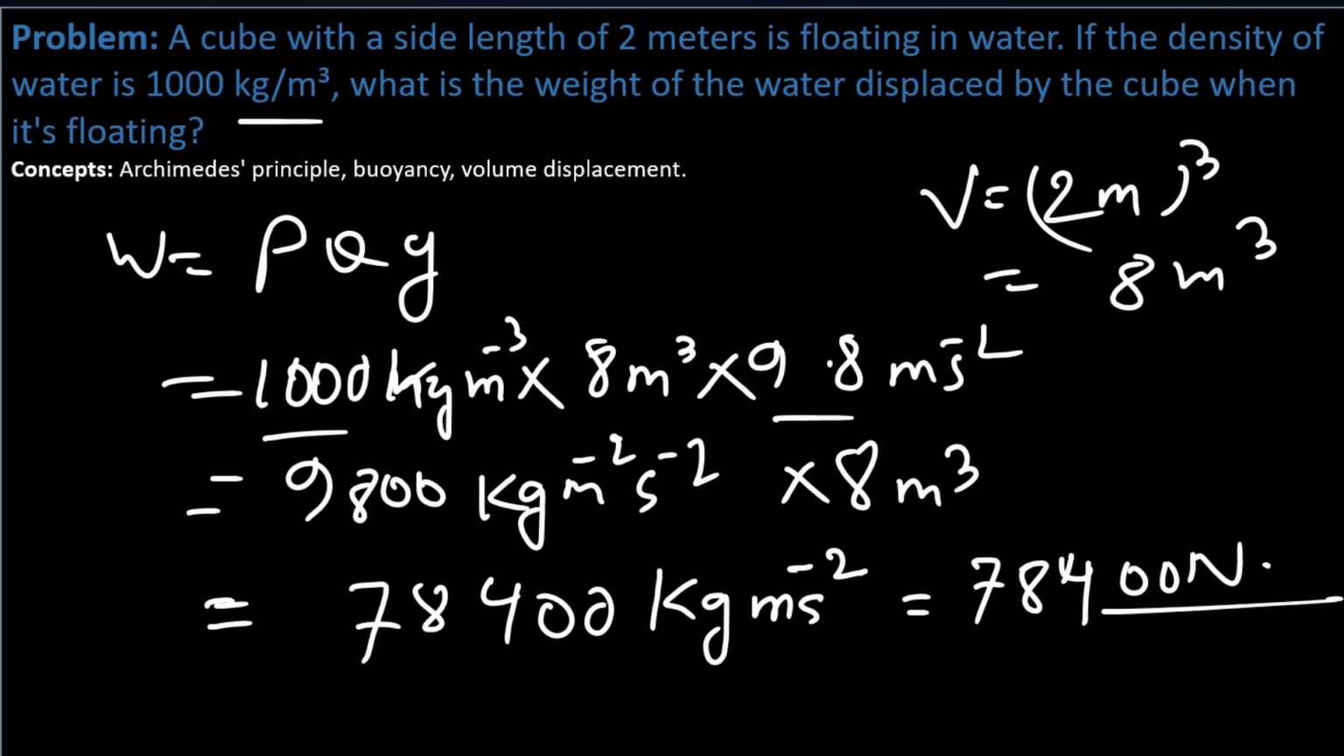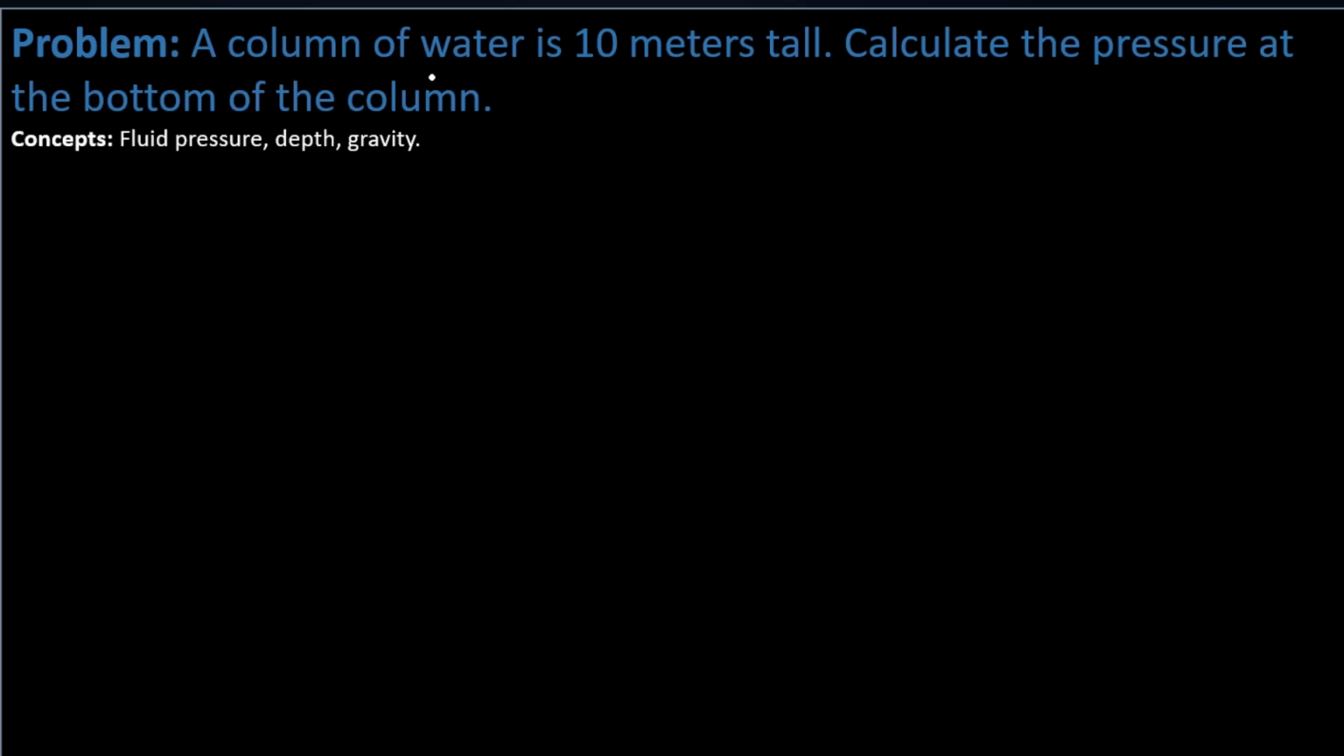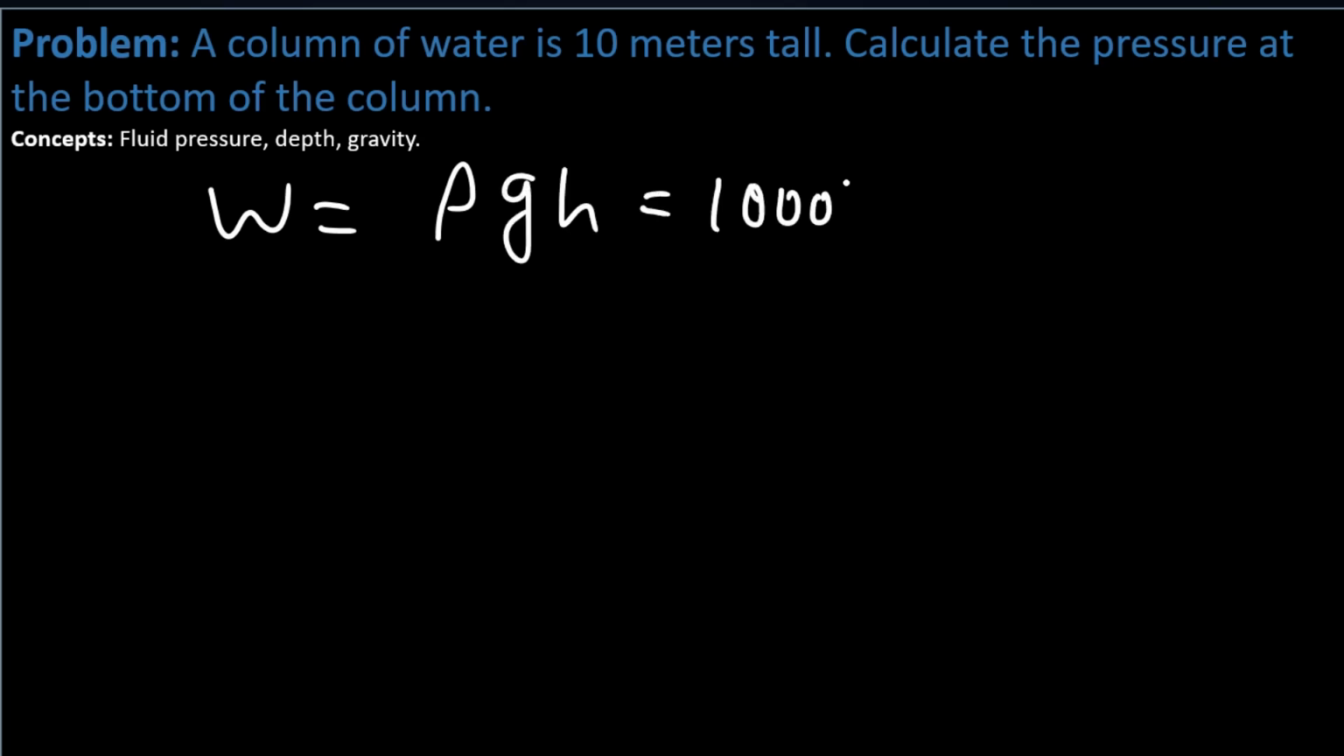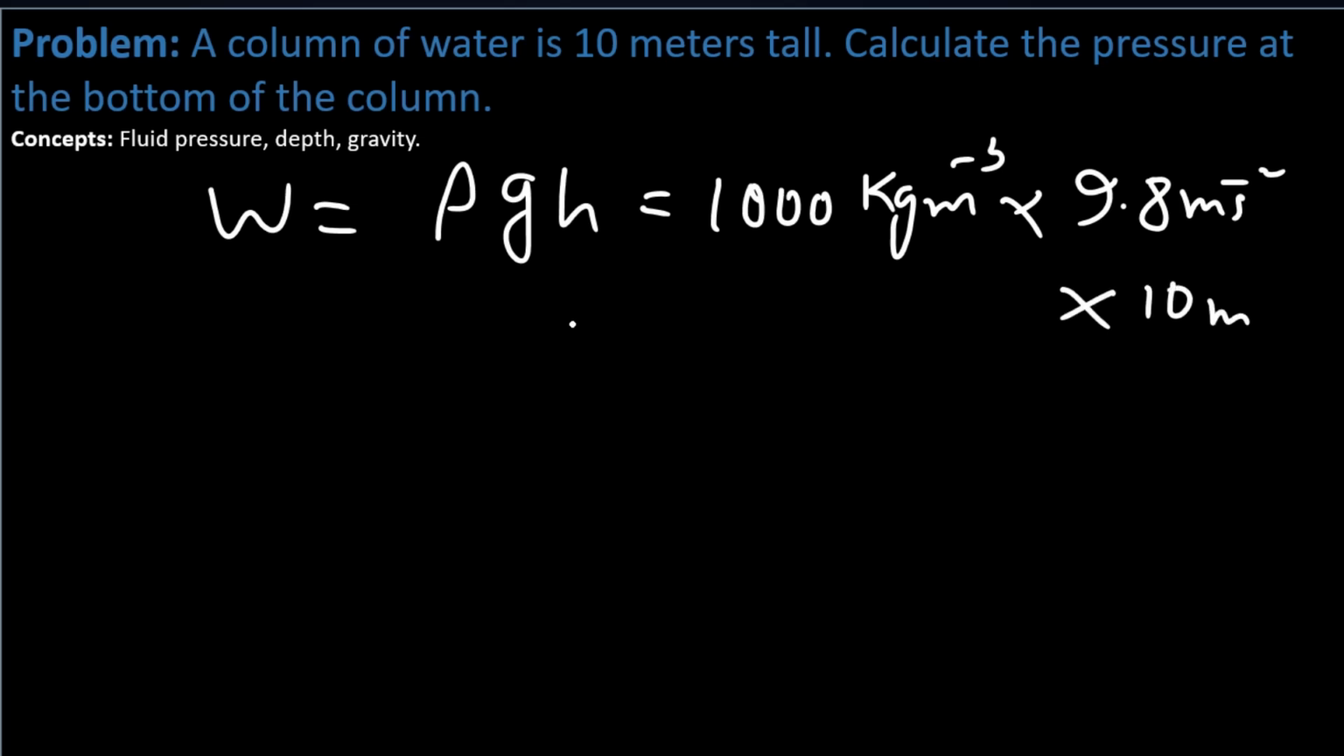So now come to another problem. A column of water is 10 meter tall. Calculate the pressure at the bottom of the column. So here P equal to rho G h, so 1000 kilogram per meter cube times 9.8 meter per second square times 10 meter. Here we're going to find out the pressure.